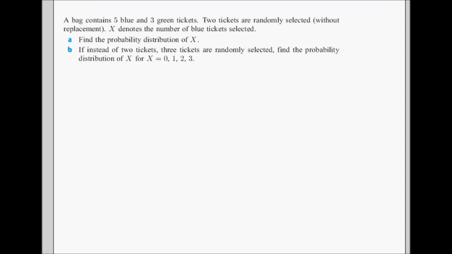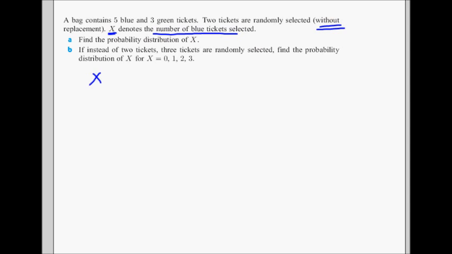A bag contains 5 blue and 3 green tickets. 2 tickets are randomly selected without replacement. Again, without replacement is a very important thing to note. X denotes the number of blue tickets selected, which means X is the random variable, and this random variable is defined in this question as the number of blue tickets. Find the probability distribution of X.